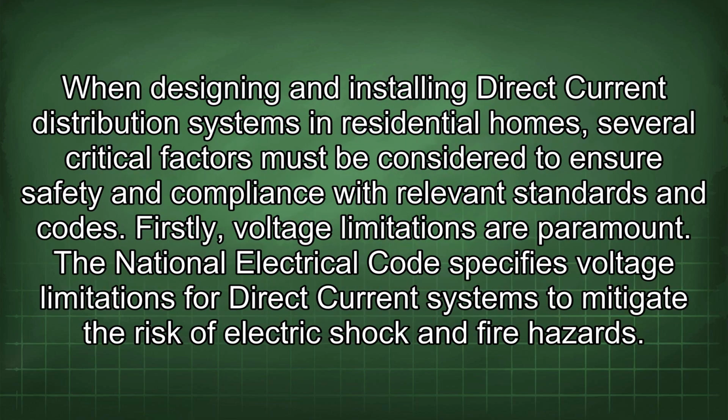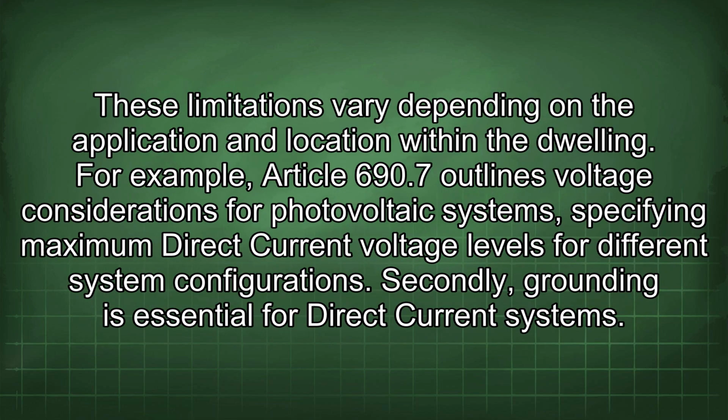When designing and installing direct current distribution systems in residential homes, several critical factors must be considered to ensure safety and compliance with relevant standards and codes. Firstly, voltage limitations are paramount. The National Electrical Code specifies voltage limitations for direct current systems to mitigate the risk of electric shock and fire hazards. These limitations vary depending on the application and location within the dwelling. For example, Article 690.7 outlines voltage considerations for photovoltaic systems, specifying maximum direct current voltage levels for different system configurations.